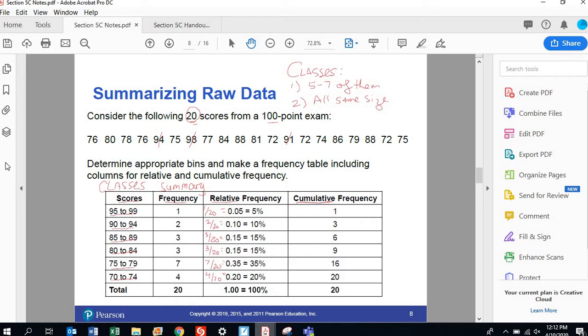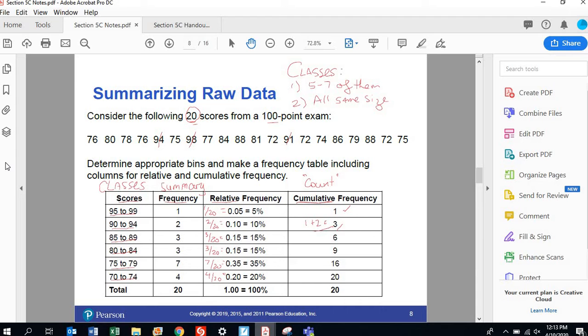Cumulative frequency, this is just a count. In other words, I'm counting how many I've done so far. So I did 1, there's 1 of them so far. I did 2 more. Well, what is that? That's 1 plus 2 gives me 3. So that's my cumulative frequency. So far, I've counted 3 of them. I counted 1 of them in this row and 2 of them in this row. This class has 2, and so 1 plus 2 is 3.